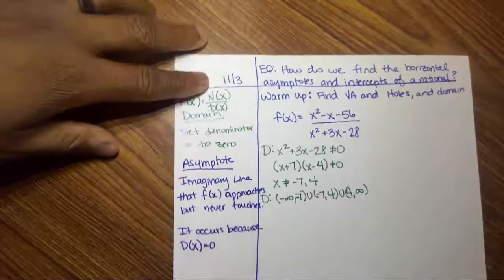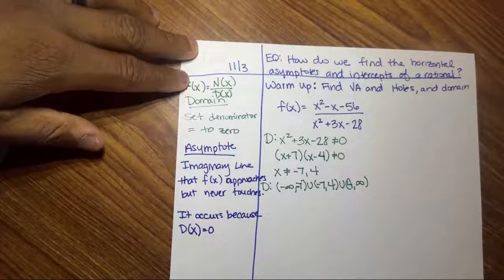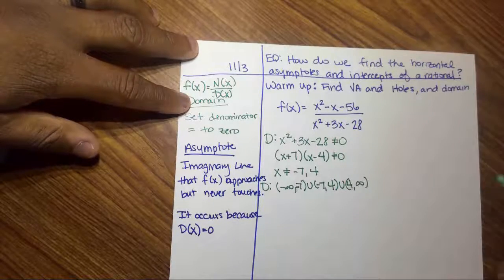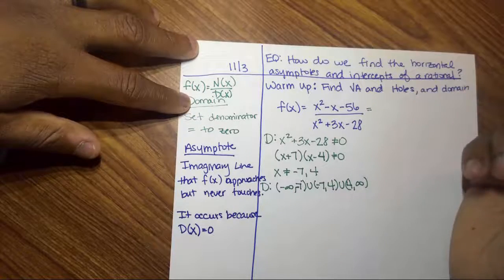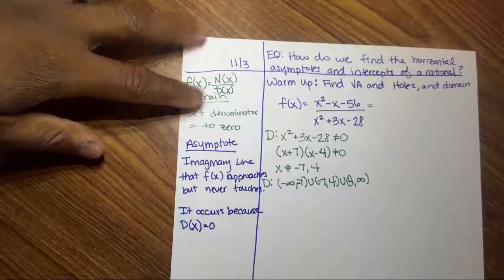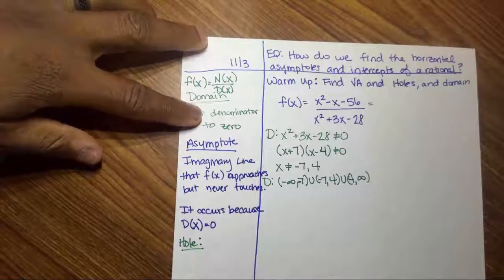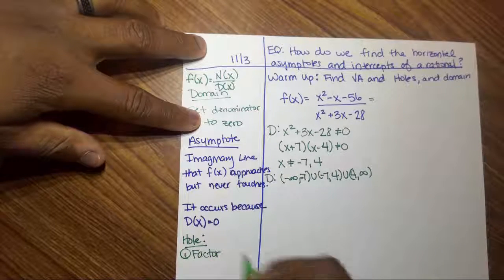So in order to fix that, here's what you're going to do. We already found the values that make the bottom 0, but the problem with that is this: there may be factors in the top that can cancel out factors in the bottom. So in order to find vertical asymptotes, you're going to have to find what we call holes first. In order to find a hole, the first thing you're going to do is factor the original expression.